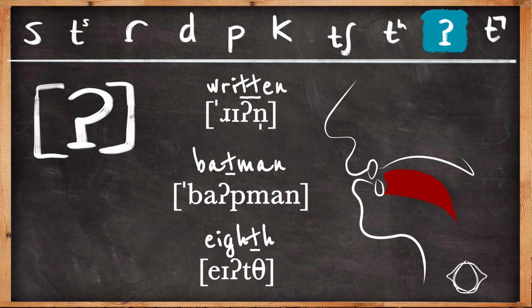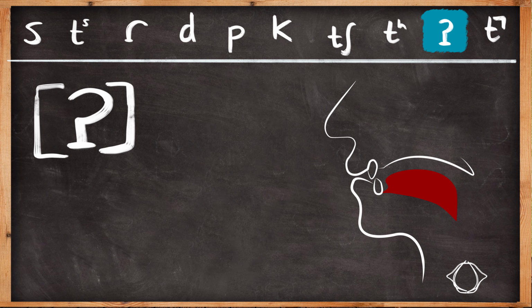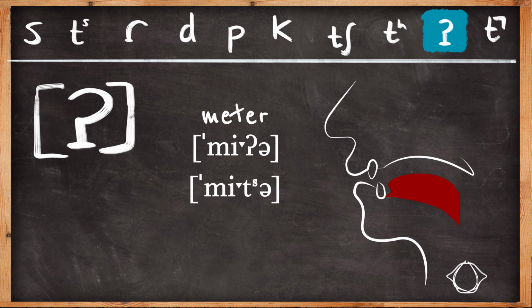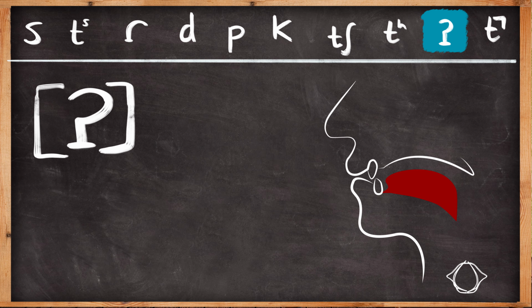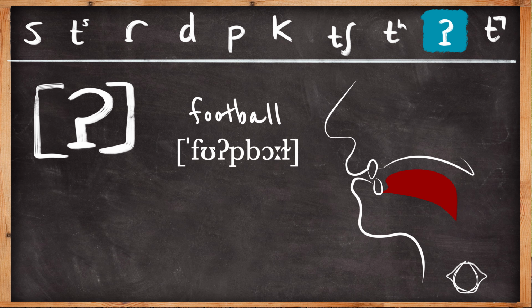Batman. But the thing about the glottal stop is that its use changes dramatically across different accents. So in working class accents, this is more likely to be meter. And in posher accents, meter, with some sort of alveolar T. But nearly everyone says football with a glottal stop, because it has another stop consonant after the T.